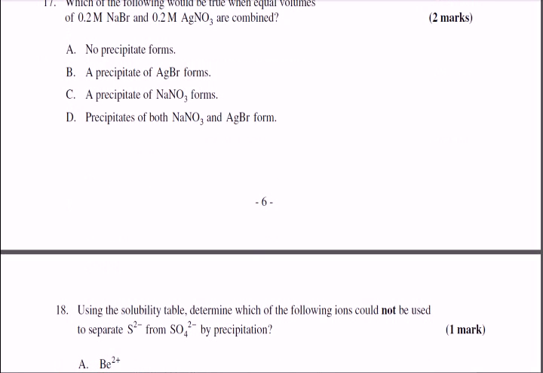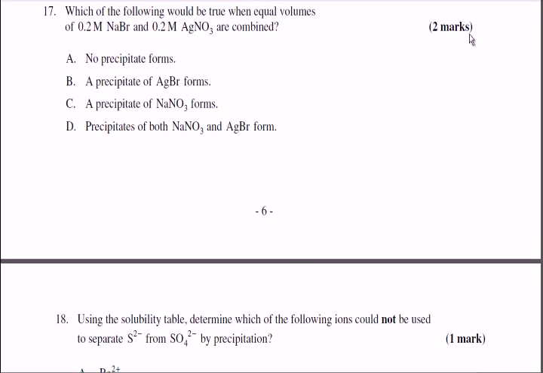Question number 17. It says, which of the following would be true when equal volumes of 0.2 molar NaBr and 0.2 molar AgNO3 are combined? So we have NaBr and AgNO3. So let's take a look at our data table.